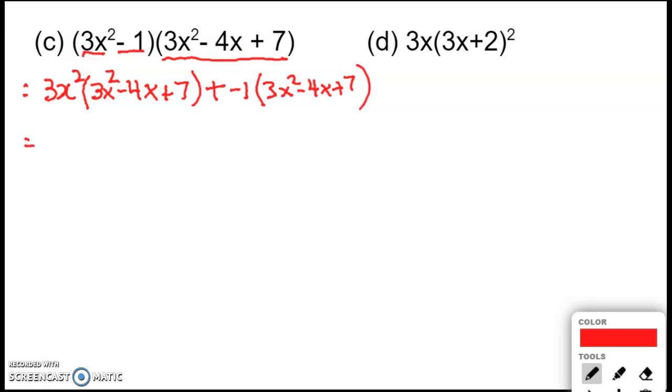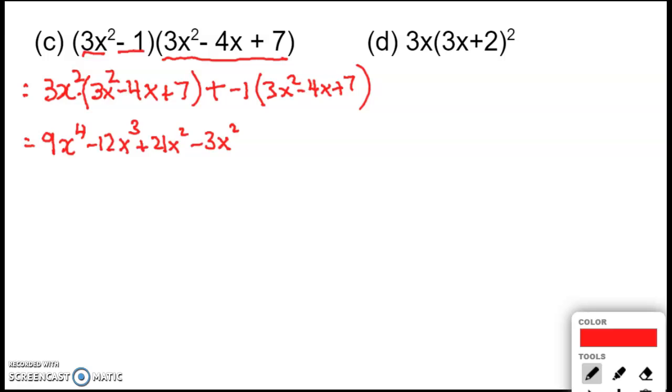So in this case, 3x squared times 3x squared is going to be 9x to the power of 4. Remember, we are multiplying. There is a default of multiplication between the variable and the parenthesis. And then 3x squared multiplied by negative 4x. 3 times negative 4 is negative 12. X squared times x is x to the power of 3. 3 times 7 is 21. And x squared, to that we're multiplying x squared. And then negative 1 times 3 is negative 3x squared.